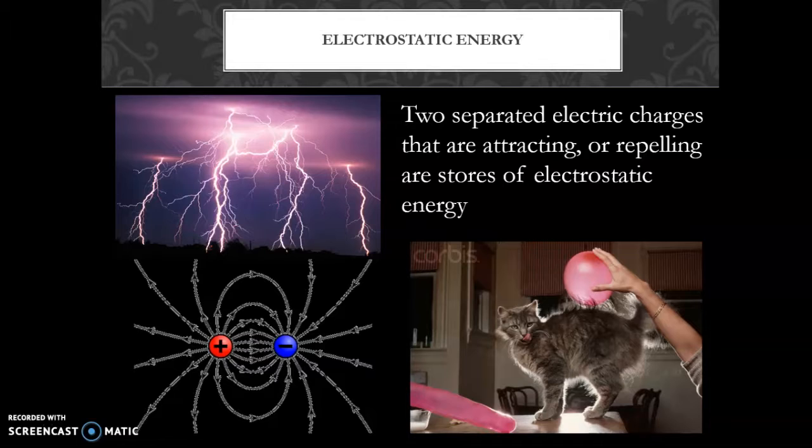Examples of those are if you had two ions, a negative ion and a positive ion, and they were being attracted to each other, or a proton and electron being attracted to each other, but also things like static electricity are examples of electrostatic energy, because you have the static charges on the two different objects that will be attracting or repelling each other.